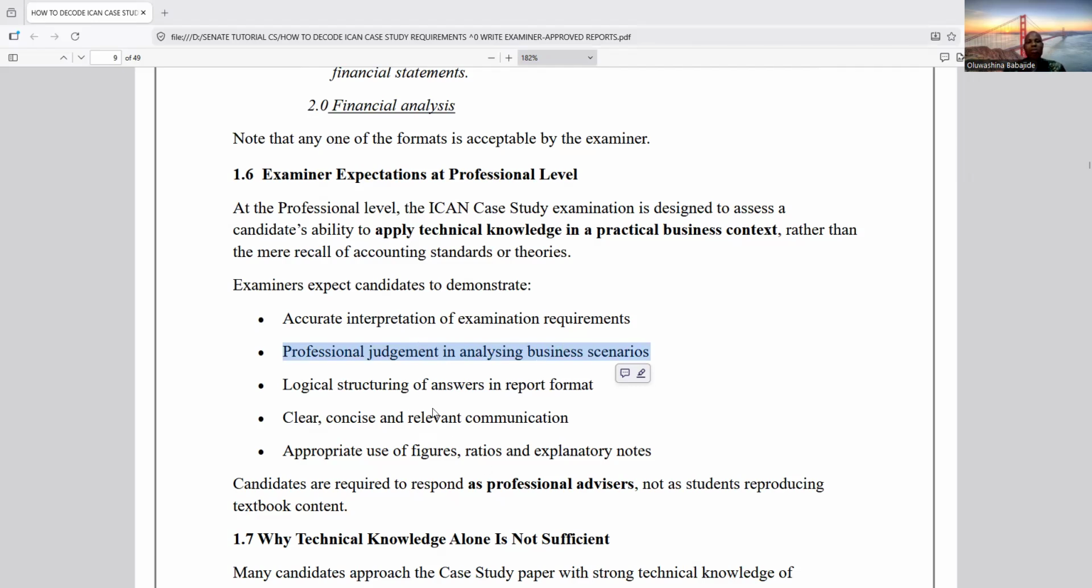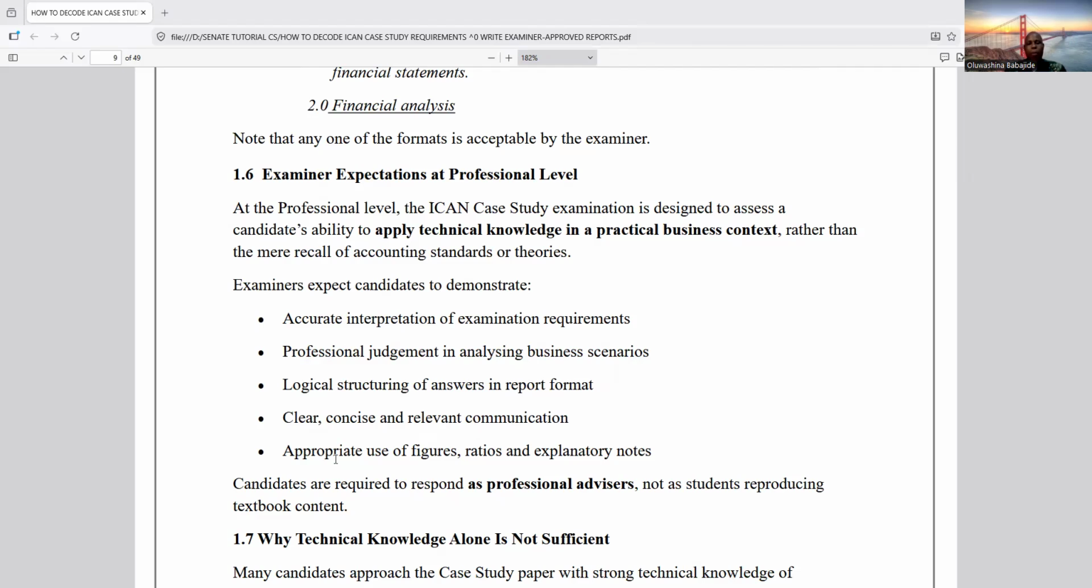Then, logical structuring of your answer in report format. We are also going to look at the format. I will give you the type of format that is acceptable to ICAN, so that you can pass the exam once and for all. Then, clear, concise, and relevant communication. You use clear words. You don't need to use ambiguous words, and you don't abbreviate. When you are writing, make sure you are giving relevant communication. Everything is formal; it's a formal language.